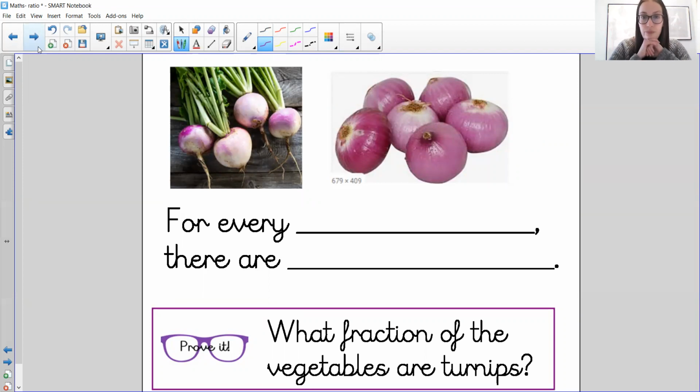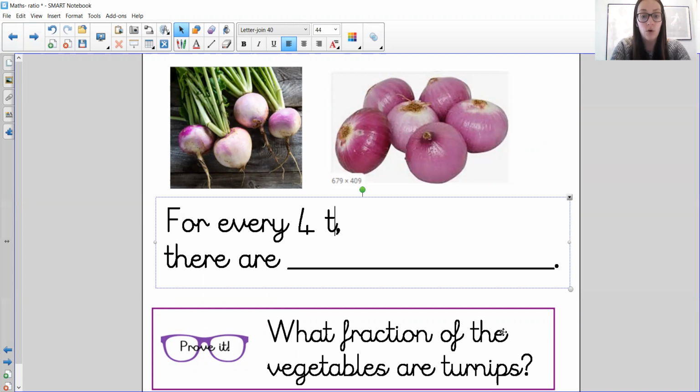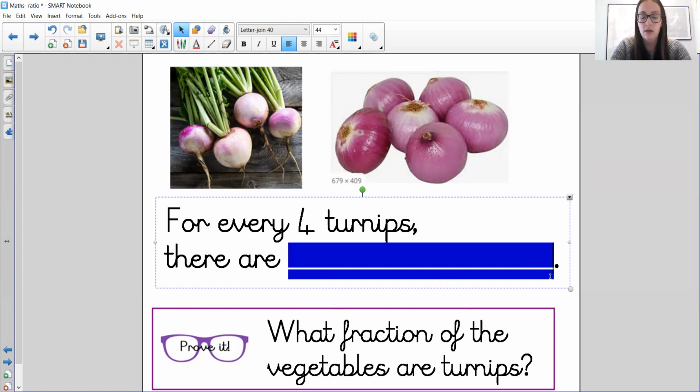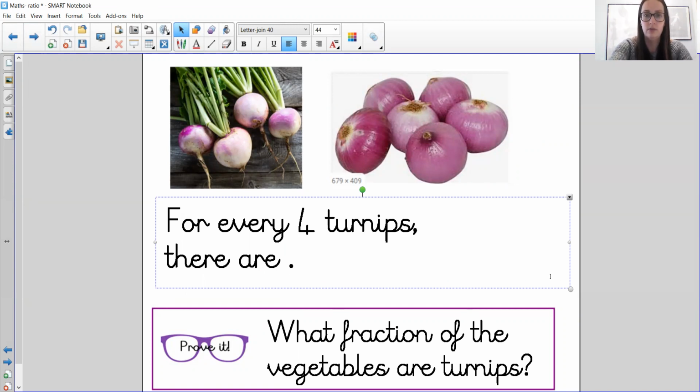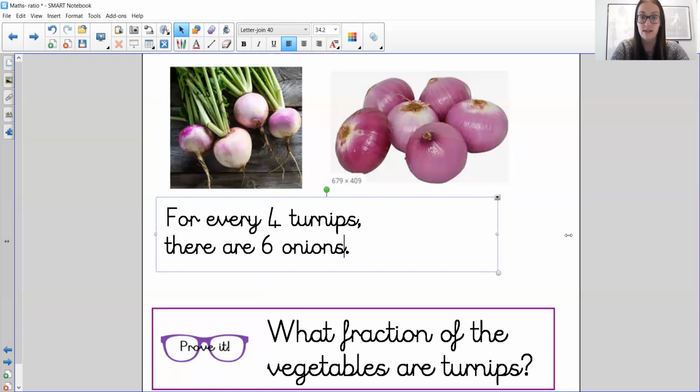Go. Okay, then I'm going to try and type it this time. I think this is going to be easier. Should have done this sooner, shouldn't I? So for every 4 turnips, there are how many onions? 1, 2, 3, 4, 5. There are 6 onions. So for every 4 turnips, there are 6 onions. Nice and easy.